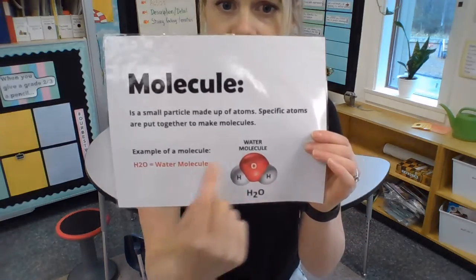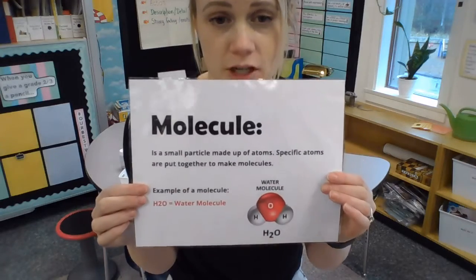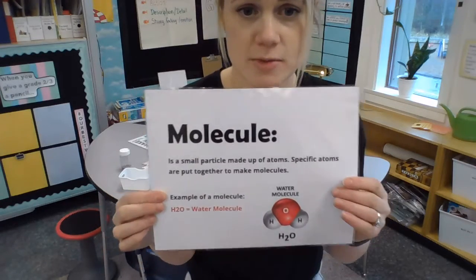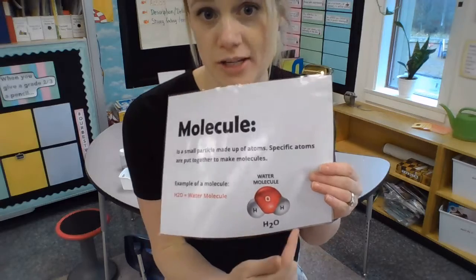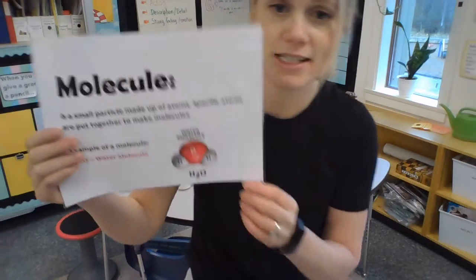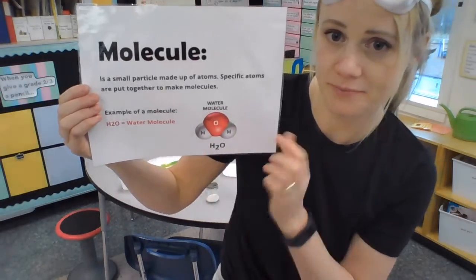Now, I've showed you this lots. This is a water molecule called H2O. Okay? The reason we call it H2O is because there's two H's and one O. This is a molecule right here.